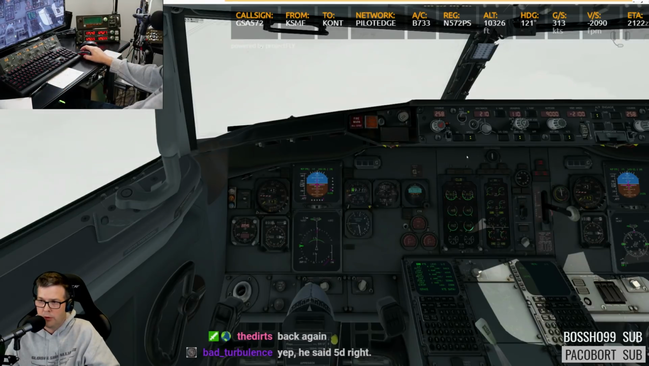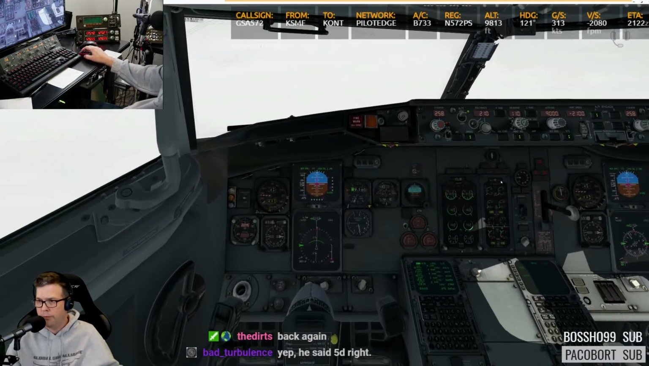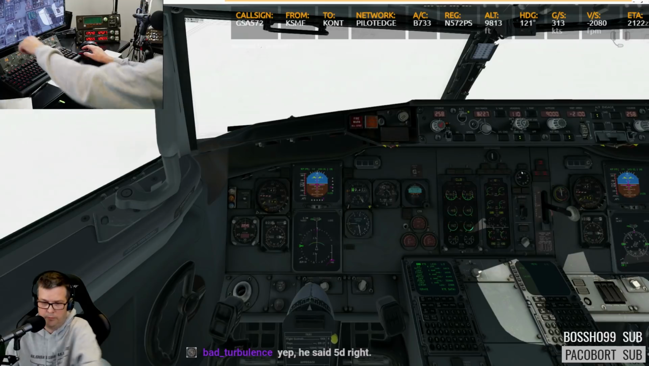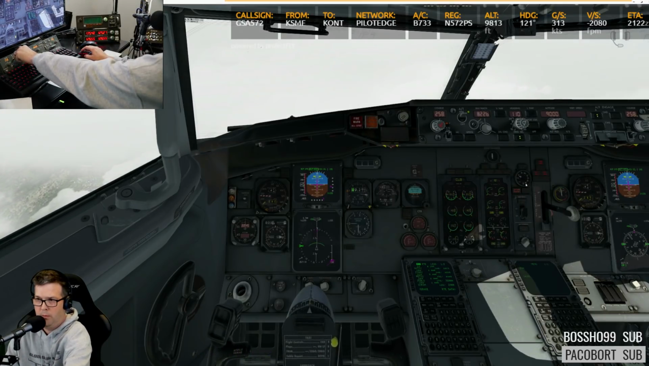172 Tango at 1,000 on the Cathedral One departure. 172 Tango Tango, SoCal departure, radar contact, climb and maintain 10,000. Climb and maintain 10,000, 72 Tango Tango.